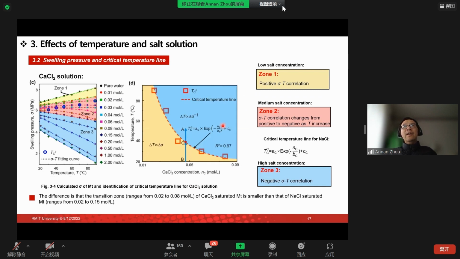For the calcium chloride saturated sample, we can see a very similar observation. We can still divide the swelling pressure temperature relationship into 3 zones with the different salt concentration. The difference is the size of the transition zone for the calcium chloride saturated montmorillonite is a little bit smaller than that of the sodium chloride saturated montmorillonite.